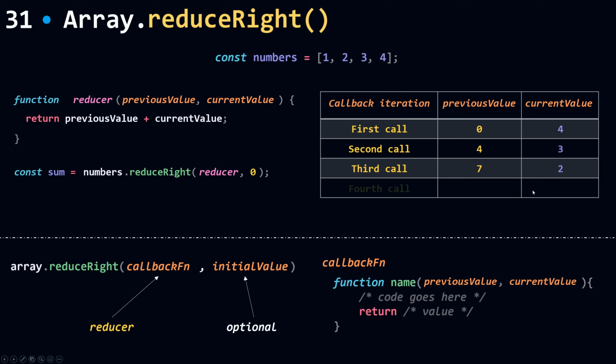Then on the fourth call, the previous value will be 9, 7 plus 2, and the current value will be 1. And now, because this is the last iteration, the returned value from calling reduceRight on our numbers will be 9 plus 1, which is 10. So the sum of the numbers is 10. And that's it for reduceRight. Let's move on to the next one, which is flat.